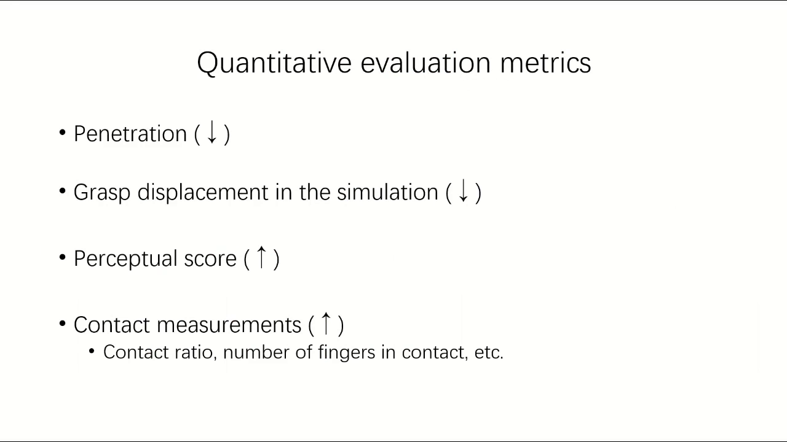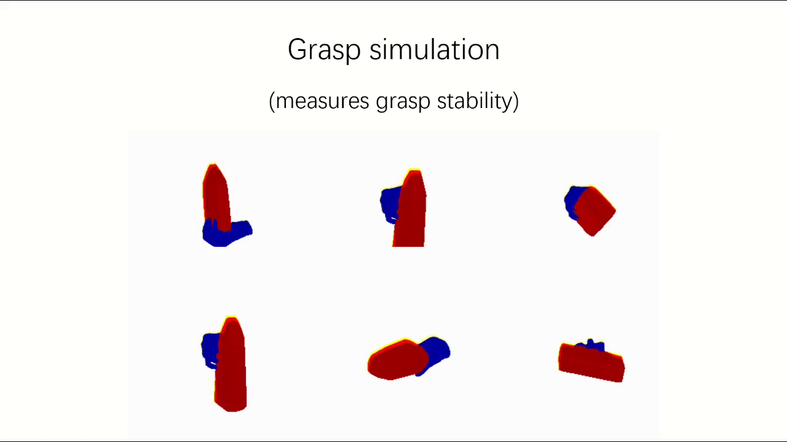For evaluation, we mainly use 4 metrics. They are the penetration between hand and object, the grasp displacement in the simulation, the perceptual score, and the contact measurements. Specifically, in the simulation, the object displacement is calculated for measuring the stability of grasps. Ideal grasps should have smaller object displacement. In general, larger penetration will lead to smaller displacement, and the model should find a good balance between them.